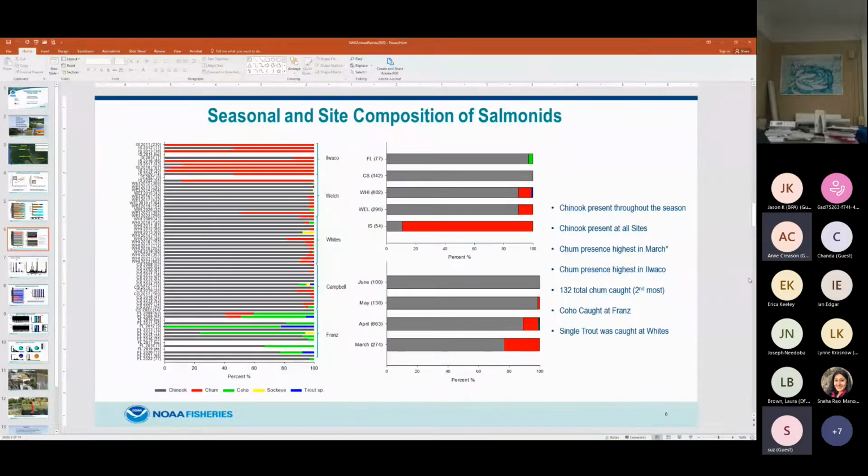Moving on quickly with the seasonal and site composition of salmon, as you see at most sites, Chinook is that gray color, and that's the predominant salmonid that we catch.